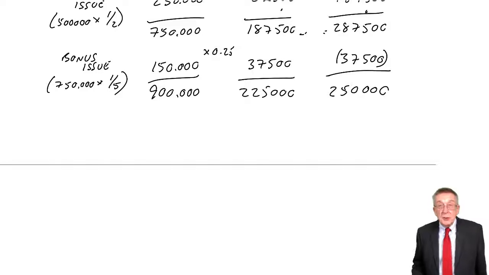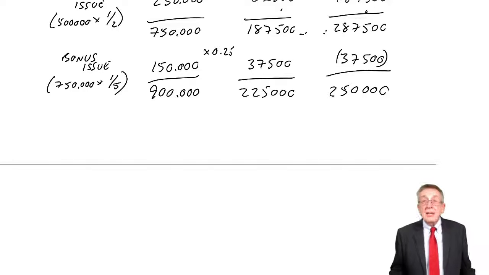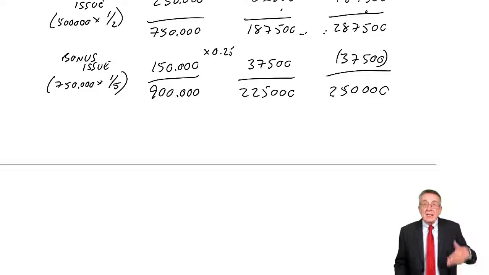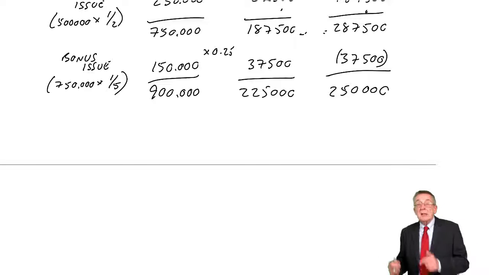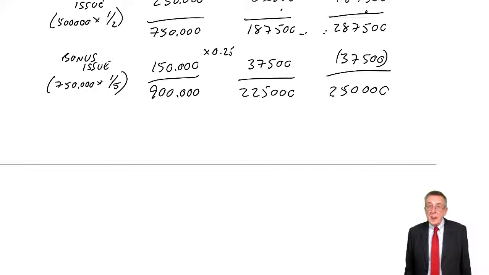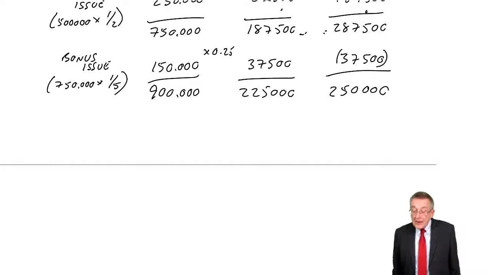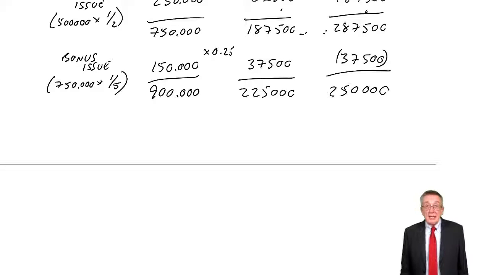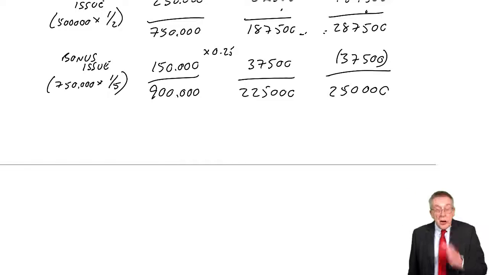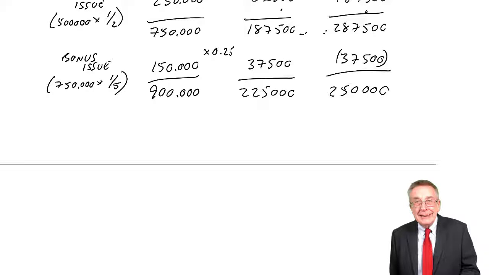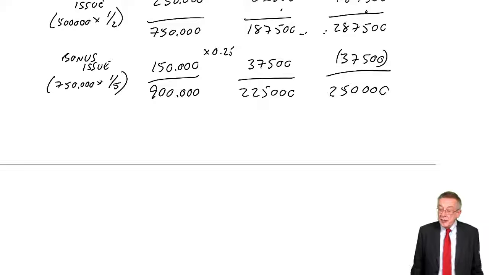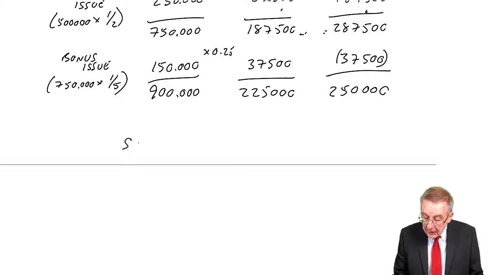A rights issue is like we had before, the issue of any shares: debit cash, credit share capital, credit share premium with the extra. A bonus issue, no cash has been received: credit share capital, debit share premium, and the total owing to shareholders on the statement of financial position.